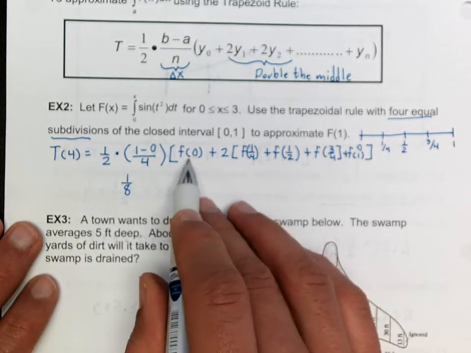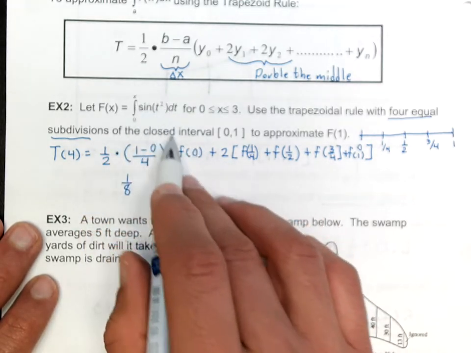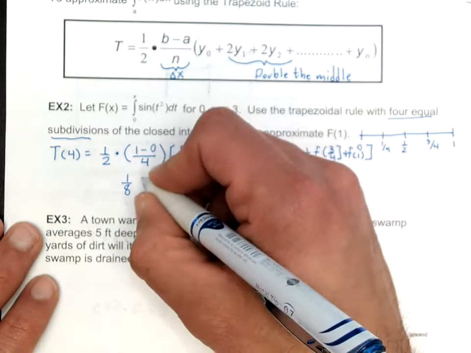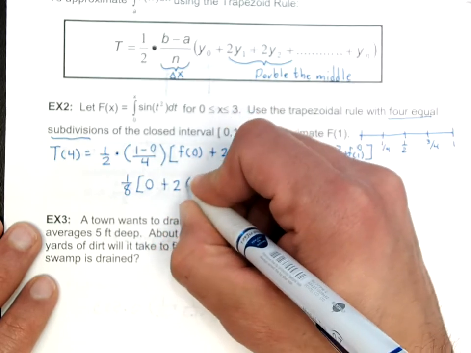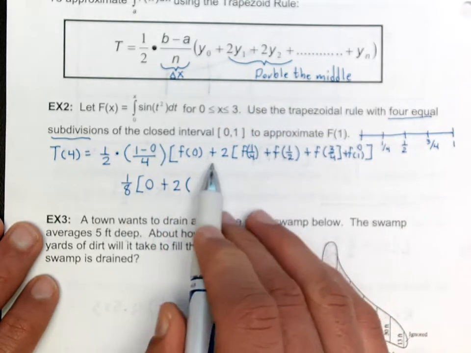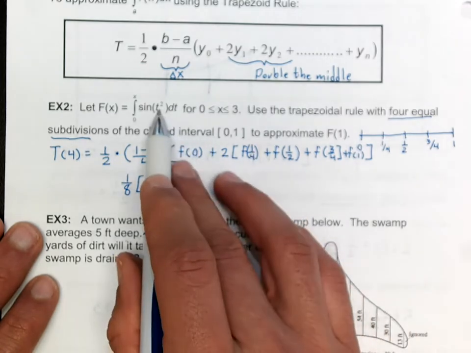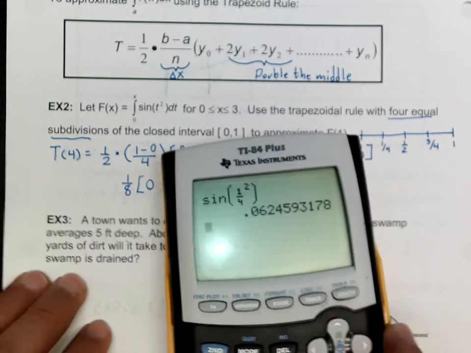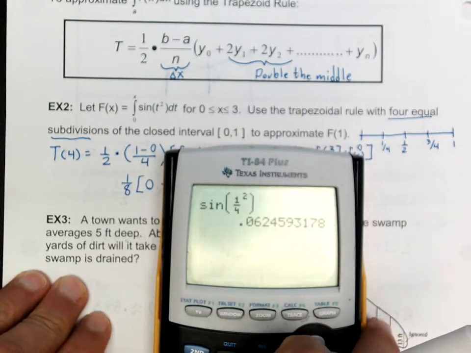And f of 0, well, I have to use this function, sine of t squared. So I'm using that exact function. If I plug in a 0 here, sine of 0 is 0. And then twice, let's see, if I plug in a 1/4 into this, that's where you really do have to use a calculator. So when I do, notice that I did that here. It gave me that number, which I'm going to round to 3 decimal places.